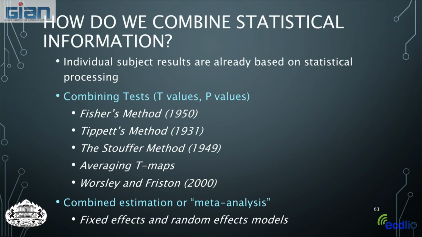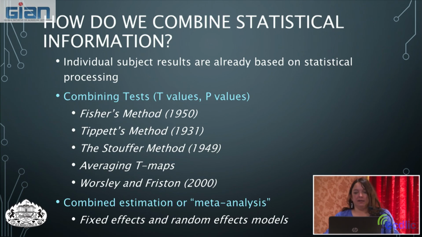So what would be the ideal way to statistically combine this information? Again, we're taking individual results that are already based on statistical testing, and we're doing some more statistical testing. So there's a number of different techniques that people use to combine statistical information. And these can be one of two categories. One is to try to combine the statistical outputs from each of these subjects into another statistical test. And these types of combining techniques use t-values and p-values from individual subjects to compute a group result.